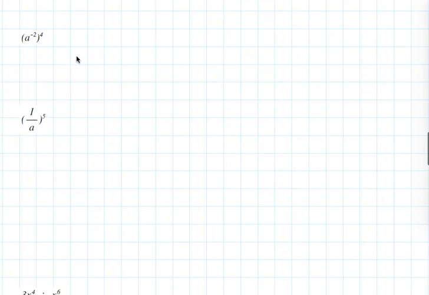In this instance, remember we've got to multiply the two together, so it'd just be a to the power of negative 8.